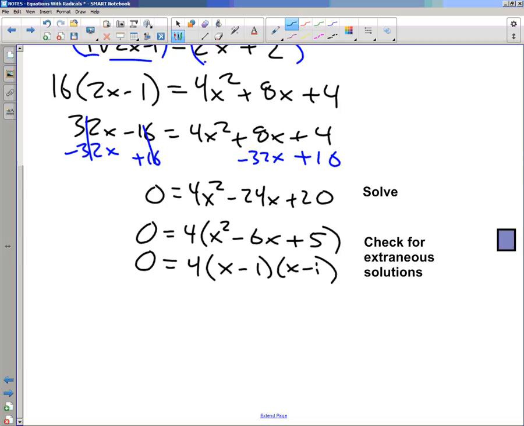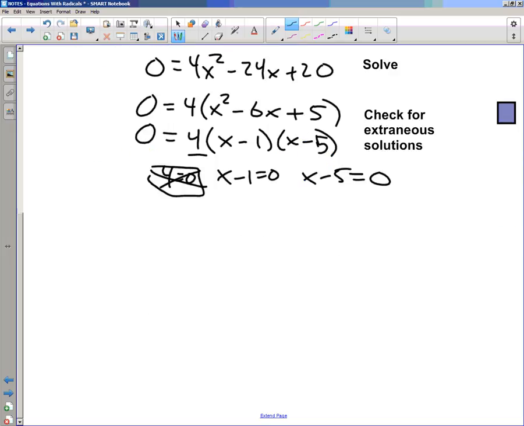So it does factor. We can go ahead and take each of our factors, set them equal to 0, and solve. So 4 equals 0. We got x minus 1 equal to 0, and x minus 5 equal to 0. Now, we can't solve 4 equals 0 because there's no variable to solve for, and it's not a true statement, so we'll just ignore that. Adding 1 to both sides here is going to get us x equal to 1. Adding 5 to both sides is going to get us x equal to 5. So we think we have two solutions, x equals 1 and x equals 5.